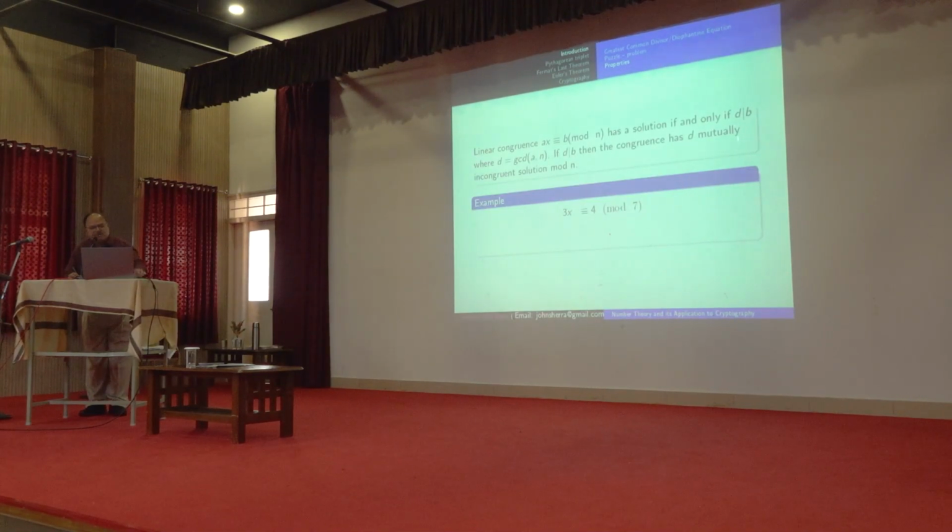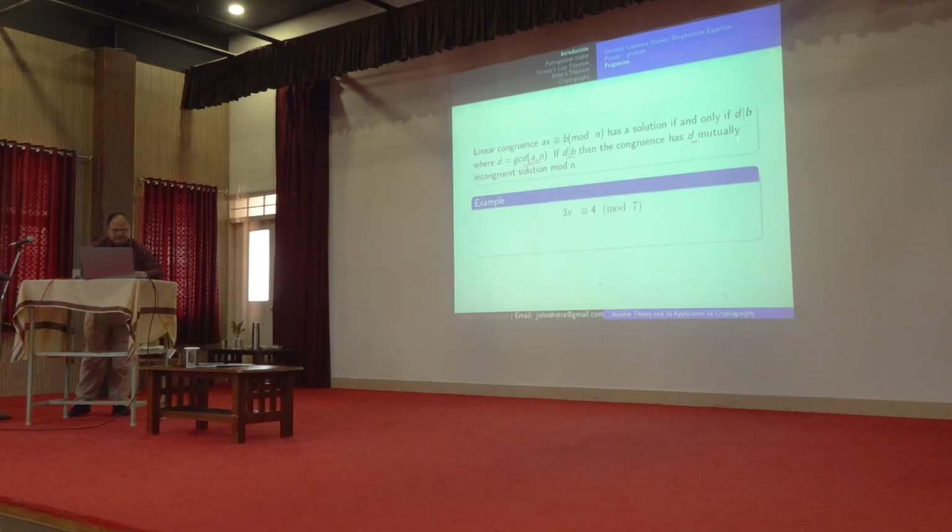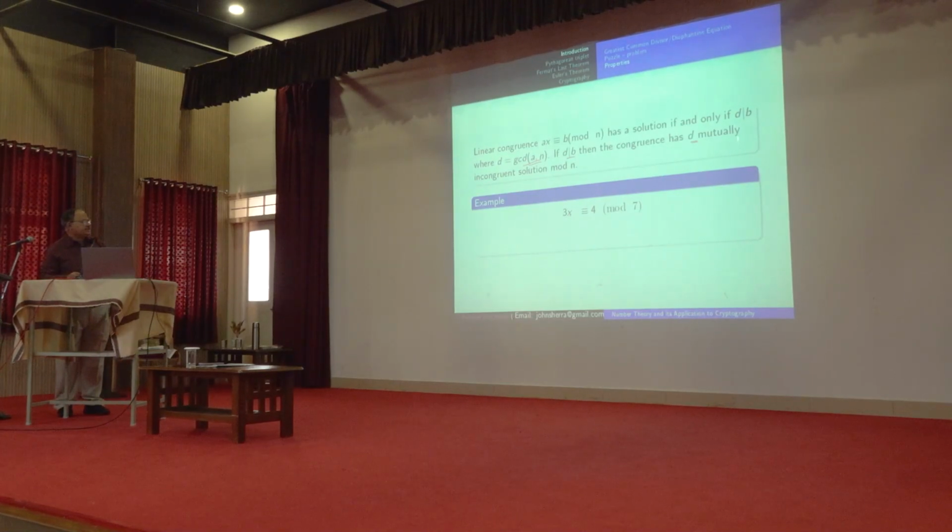So now we are going for linear congruence. Look at that linear congruence, Ax congruent to B mod n. It has a solution only when the GCD of A and n divides B. And if that divides B, then the congruence has D mutually incongruent solutions. And then here 3x congruent to 4 mod 7 has a solution, you can verify.